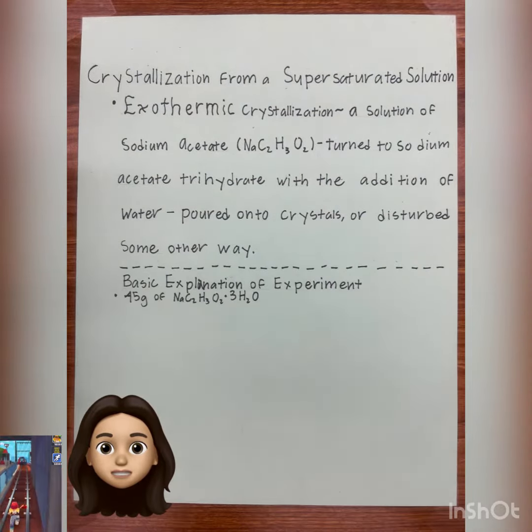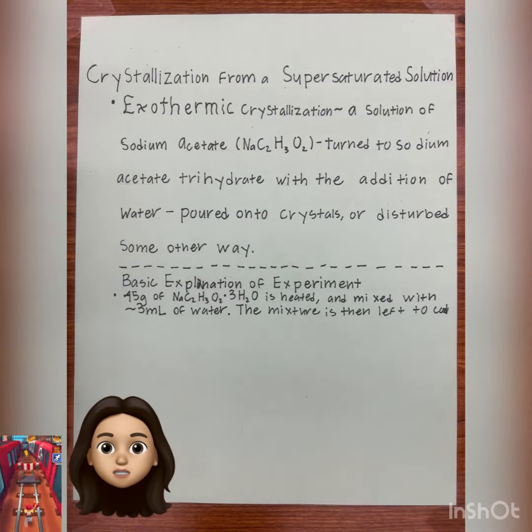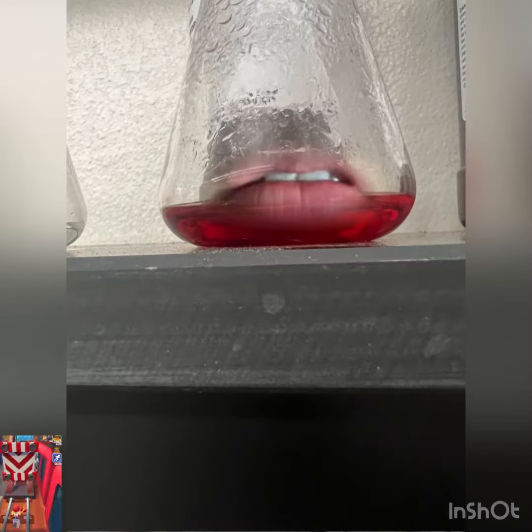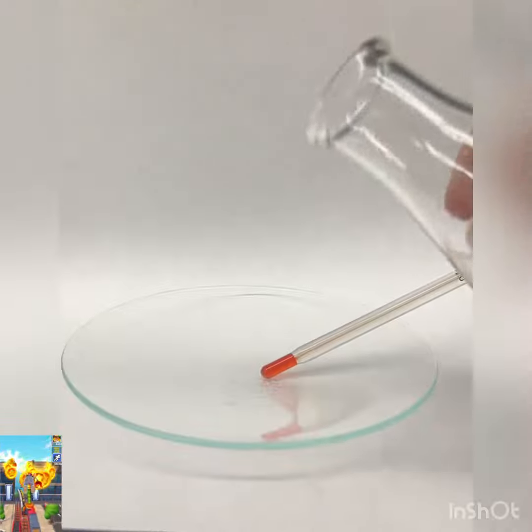Basic explanation of the experiment. 45 grams of sodium acetate trihydrate is heated and then mixed with about 3 milliliters of water. The solution is then left to cool, undisturbed. After cooling, the demonstration can begin.